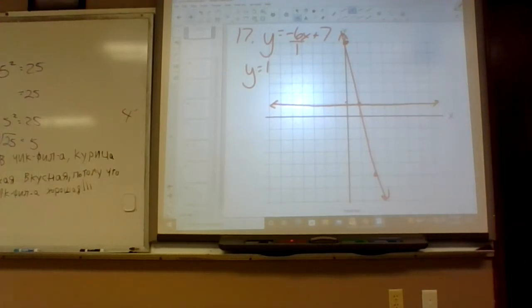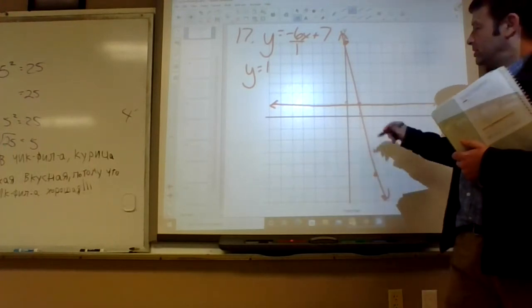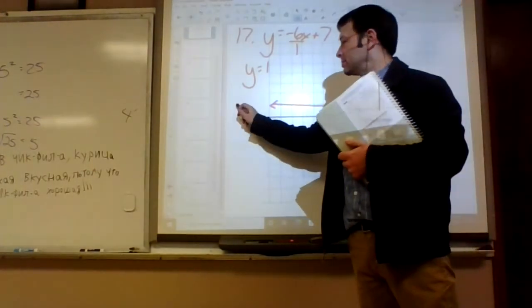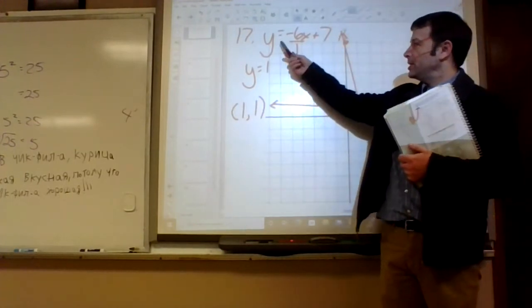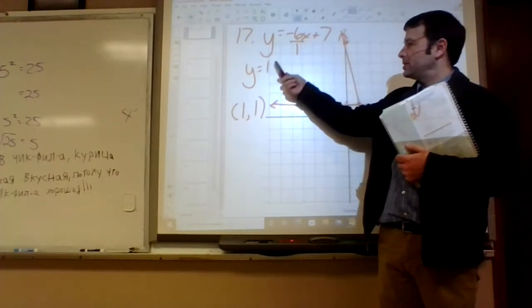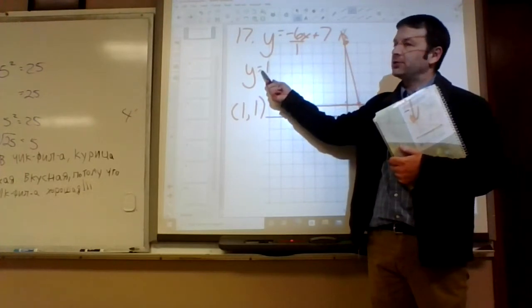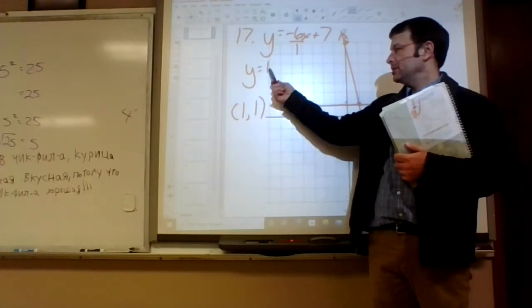So what is the point of intersection? 1, 1. That's where they cross. That's the common solution. You plug it in the top one like normal if you want to check it. To check it on the bottom one, it just means the y value has to be 1, which it is.